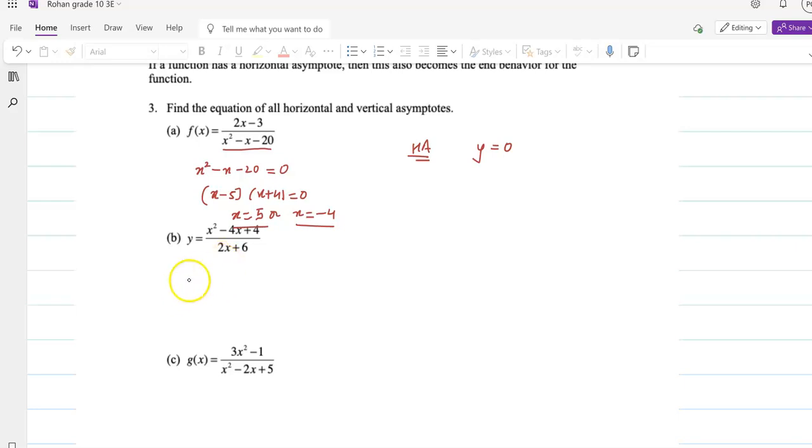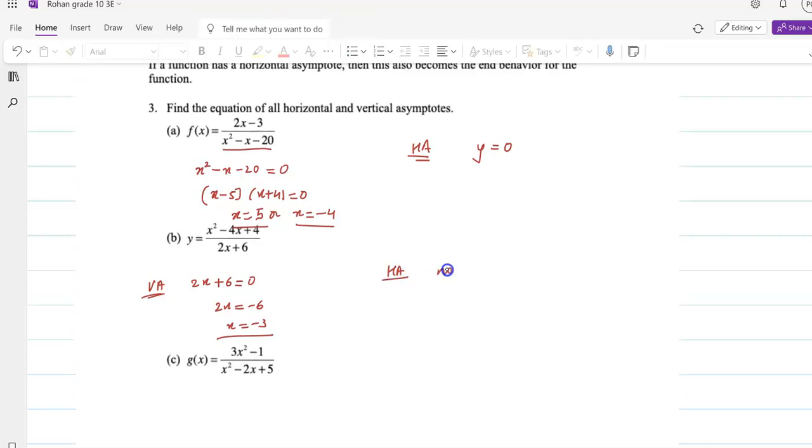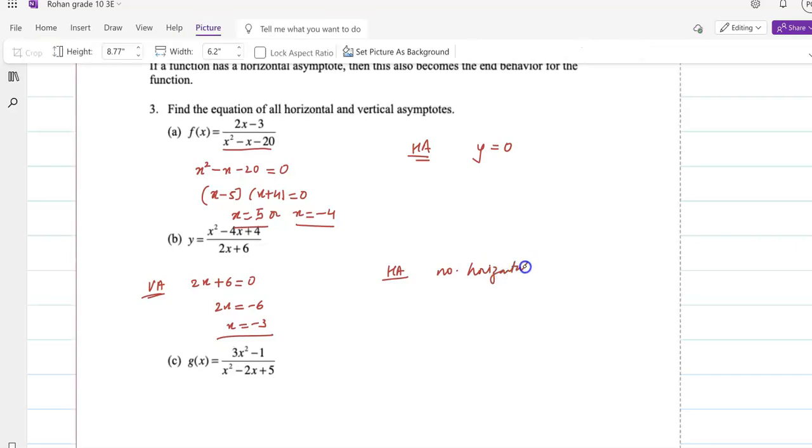So you do the same thing, 2x plus 6. So for the vertical asymptote, you take the denominator equal to 0. So that's minus 3. And then horizontal asymptote? Here the numerator is greater, so no horizontal asymptote. Sorry, no horizontal. It has an oblique asymptote.